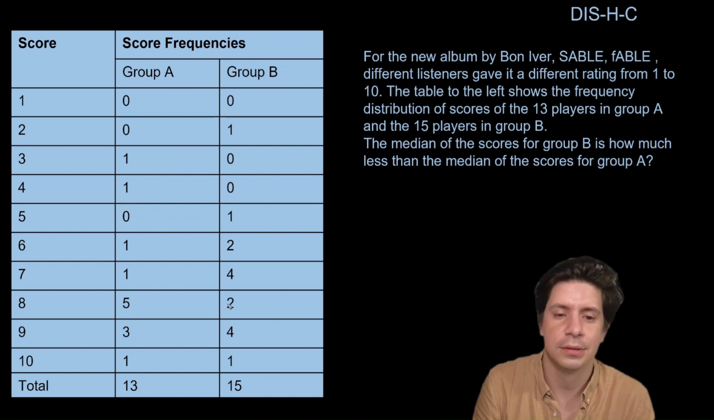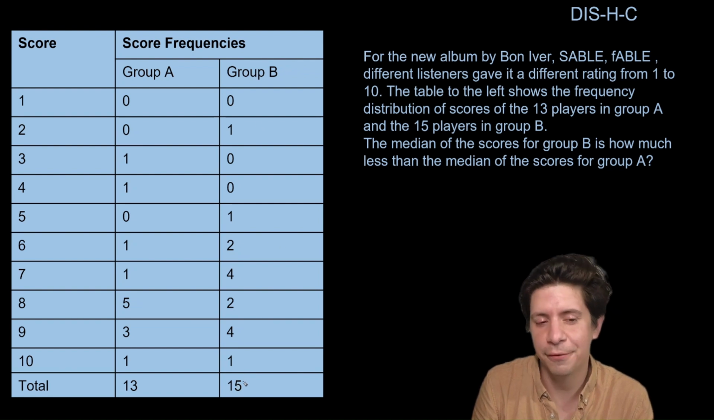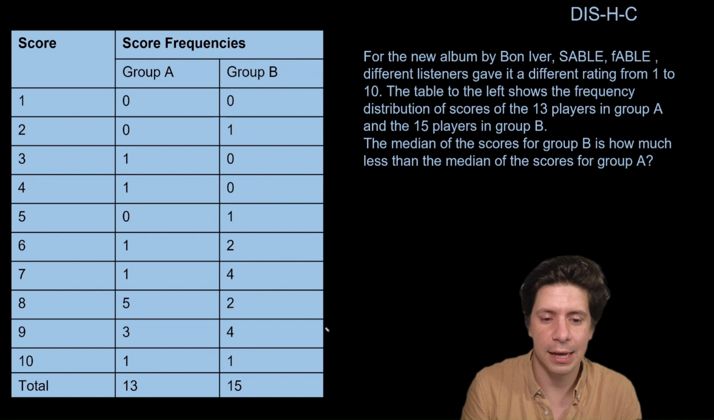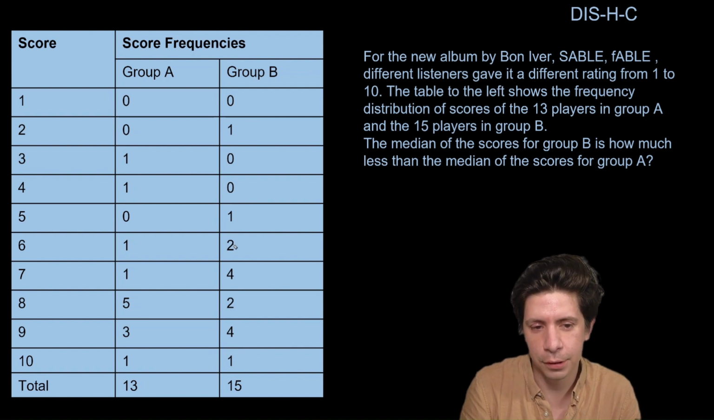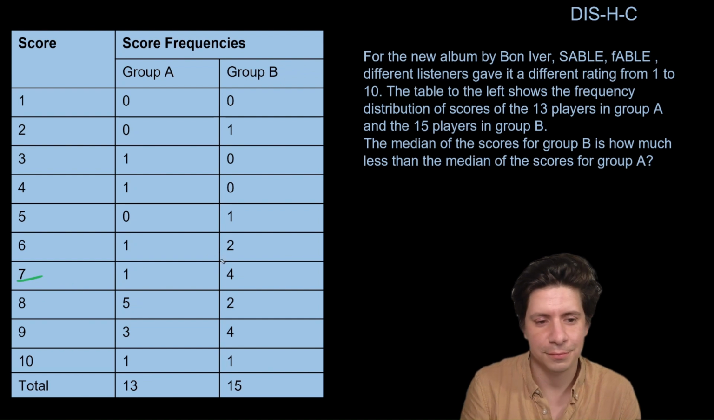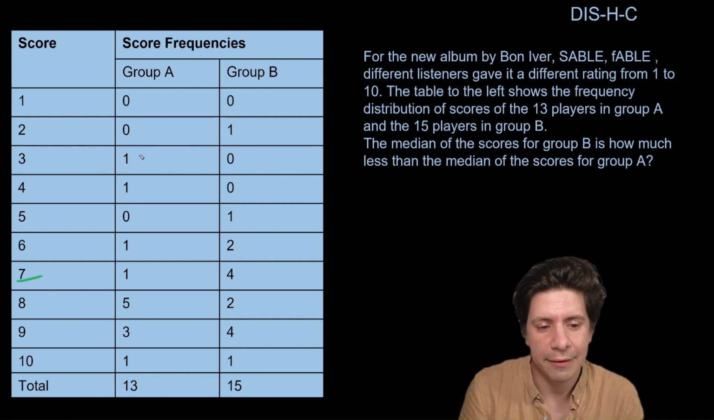So we have a total of 15, so we're looking for the 8th person, and we have a total of 13, so we're looking for the 7th person. So the 8th person here, we go 1, 2, 4, 8. The 8th person gives it a 7. Unbelievable.